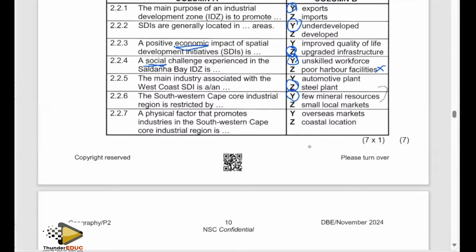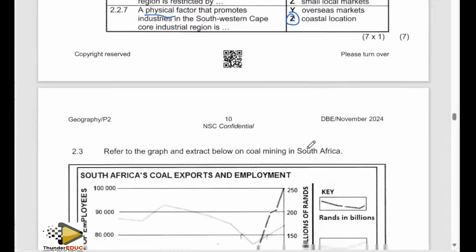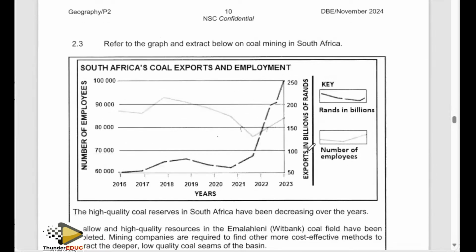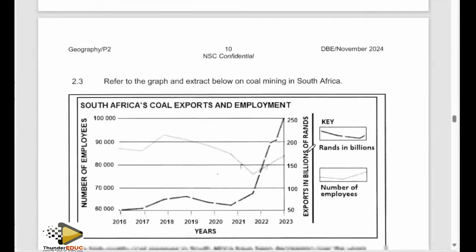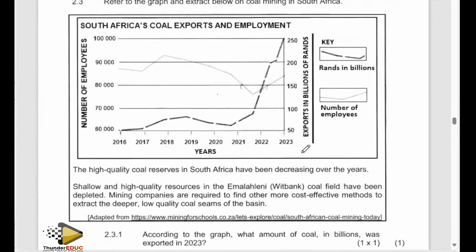Right, we go to number 2.2.7. A fiscal factor that promotes industries in the Southwestern Cape, a core industrial region. A physical factor. Here, you should be worried about the question. Physical. So it says overseas markets. This is economic. Coastal location, that is the correct response. It's located on the coast, on the deep coast, along Saldanha, where we can actually have proper shipping of the commodities and also linking to supply of raw materials from abroad. Right, we go on to the next question.